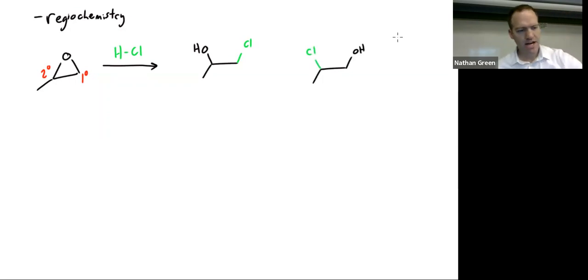If I tell you that this reaction is SN2-like, meaning what's going to happen first is the oxygen takes a proton, we got that oxonium ion, and then the chlorine walks up to this and says, who am I going to attack? If the reaction follows an SN2-like pathway, which one of these products is going to be major? Left or right?